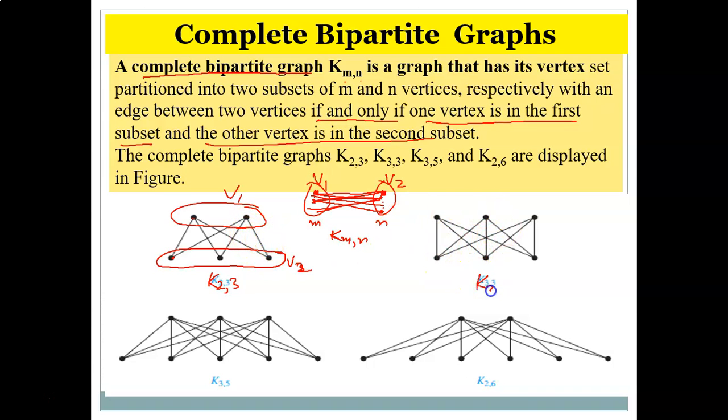So this is in fact K_3,3. So I can say that this is V1 and this is V2. You can see the same situation is happening here. Like this is a K_3,5, this is K_2,6, exactly in the same manner you can interpret the situation. So I think the concept of complete bipartite graph is clear to everyone.